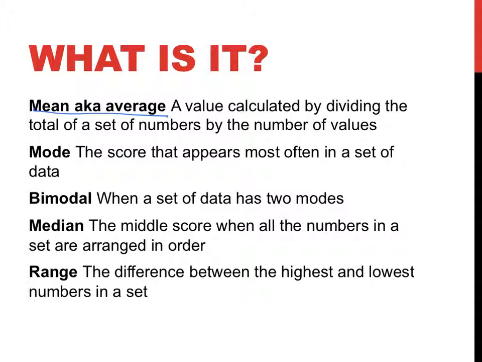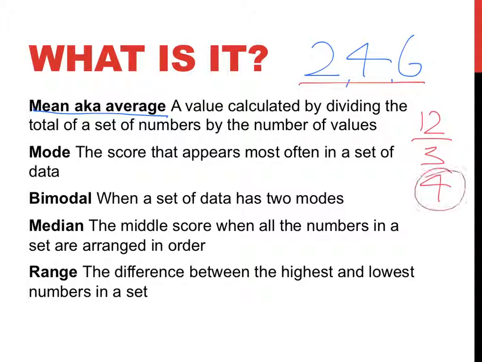So the mean is the average. It's a value calculated by dividing the total of a set of numbers by the number of values. So if you had 2, 4, and 6, what's the mean? I'd add 6 and 4 to get 10, and 2 to get 12. So I've added up the values and divided by how many there are. 12 divided by 3 is 4. 4 is the mean.